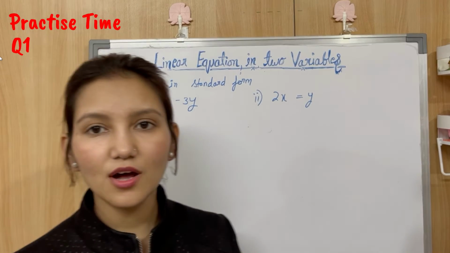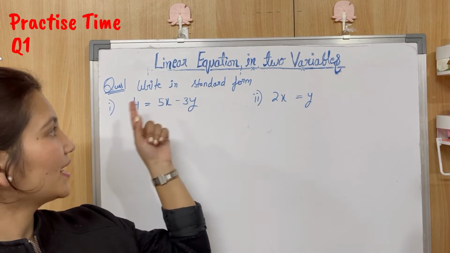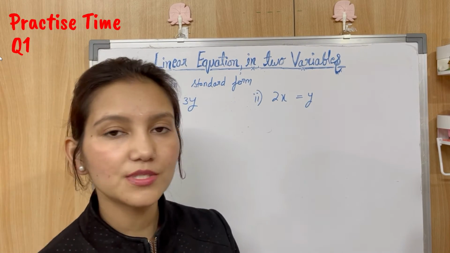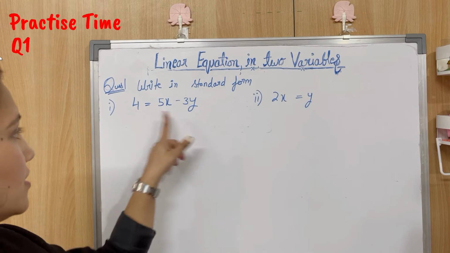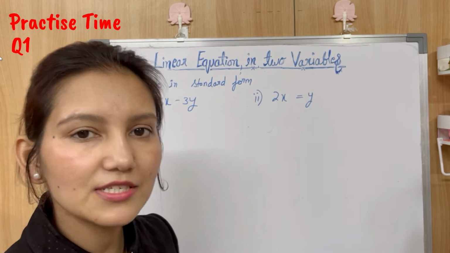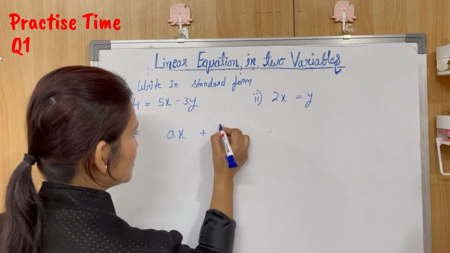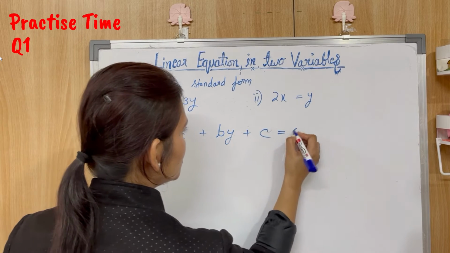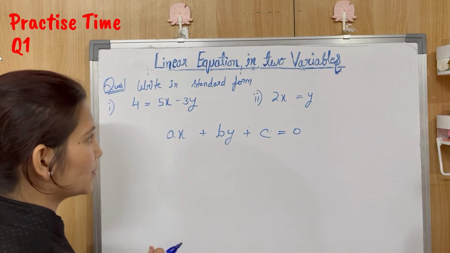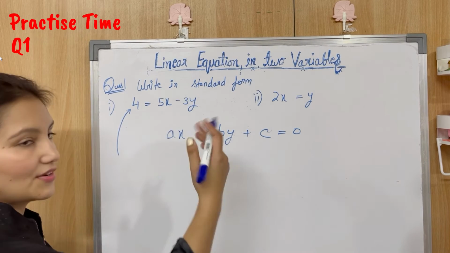Let's solve this question on standard form. You have to write these equations in their standard forms. So this is the first equation, 4 is equal to 5x minus 3y. You have to write this in standard form. So what is standard form? Standard form says ax plus by plus c is equal to 0. So this is the standard form of a linear equation, right? So here you can see 4 is equal to 5x minus 3y.